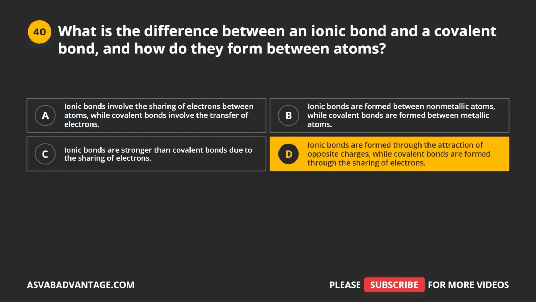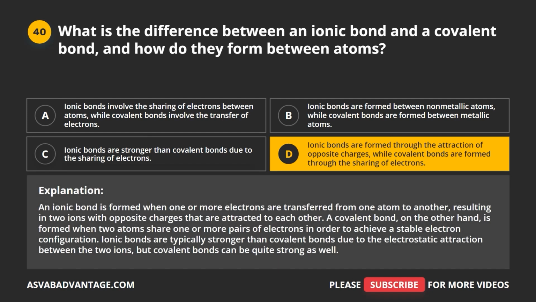Ionic bonds are formed through the attraction of opposite charges, while covalent bonds are formed through the sharing of electrons. An ionic bond is formed when one or more electrons are transferred from one atom to another, resulting in two ions with opposite charges that are attracted to each other. A covalent bond, on the other hand, is formed when two atoms share one or more pairs of electrons in order to achieve a stable electron configuration. Ionic bonds are typically stronger than covalent bonds due to the electrostatic attraction between the two ions, but covalent bonds can be quite strong as well.